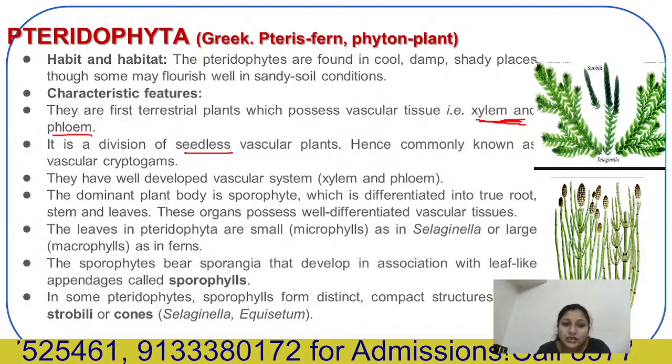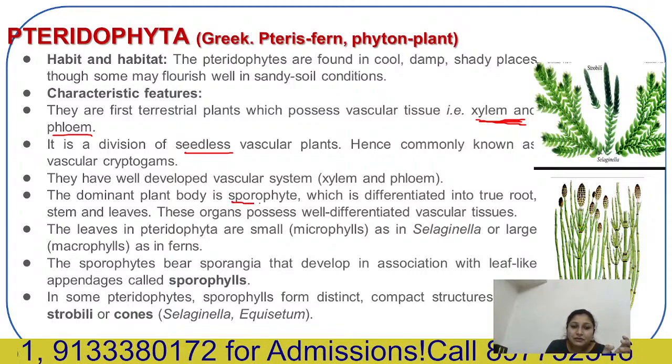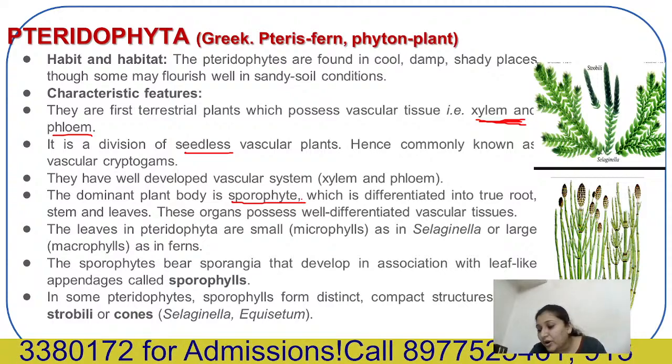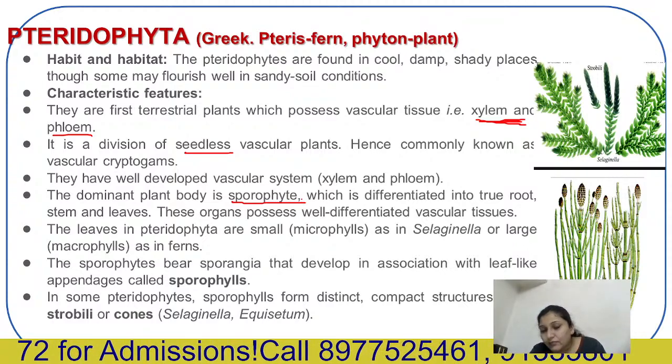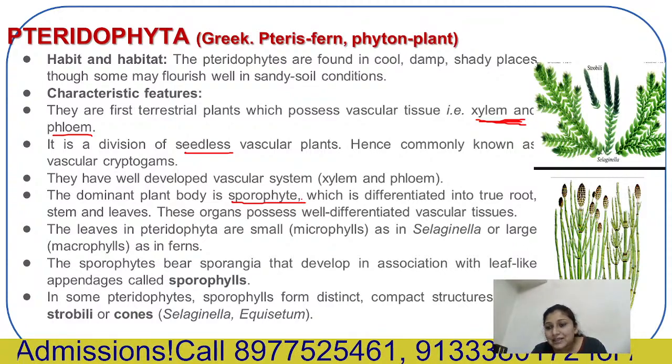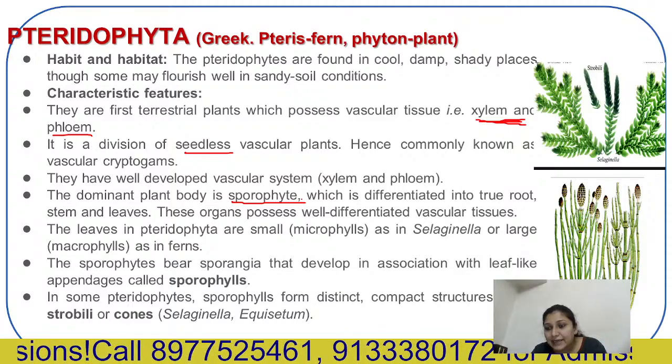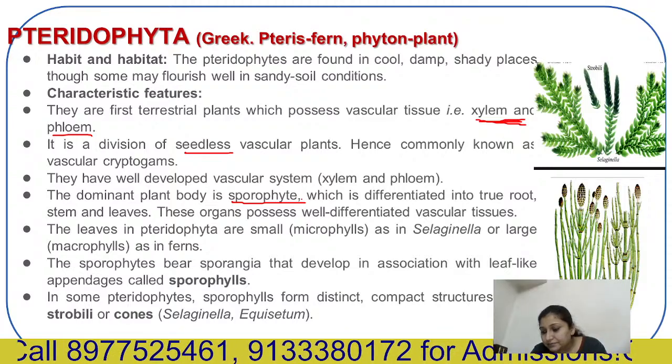The dominant plant body is sporophytic. Now you tell me, what is the sporophytic body? Diploid or haploid? Sporophyte means diploid stage or haploid, 2n or n? Come on, right.